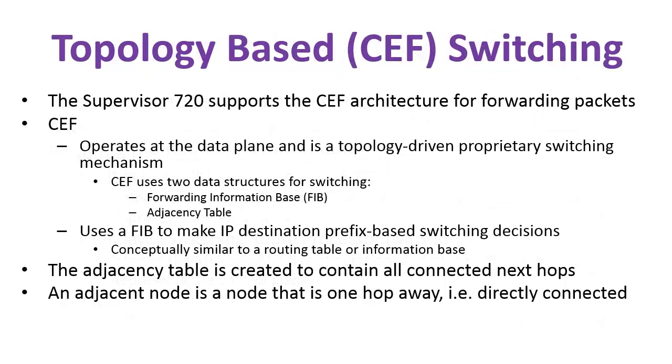The Supervisor 720 supports CEF architecture for forwarding packets. CEF operates at the data plane and is a topology-driven proprietary switching mechanism. It uses two data structures for switching: the forwarding information base and the adjacency table. It uses the FIB to make IP destination prefix-based switching decisions. The adjacency table is created to contain all connected next hops. An adjacent node is a node that is considered one hop away. That is, it's directly connected.